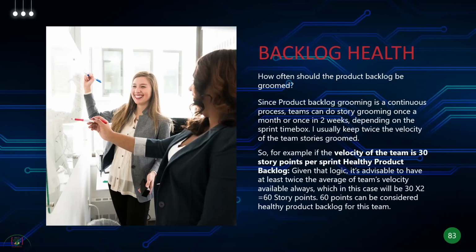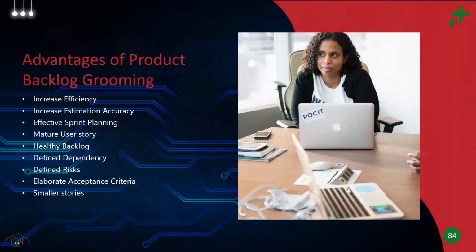From my perspective, that would be good backlog health, right? I don't want to have a situation where the team is done and they're just waiting for stories and they're not groomed. That's a big wastage of time. We should always have an extra amount of stories groomed, ready to go, so the team is never waiting on stories to be groomed. And what I follow is twice the number of the team's velocity, right? So if it's 30, you have 60 story points groomed. If it's 40, you have 80 story points groomed, and so on. Advantages of product backlog grooming, we already saw this.